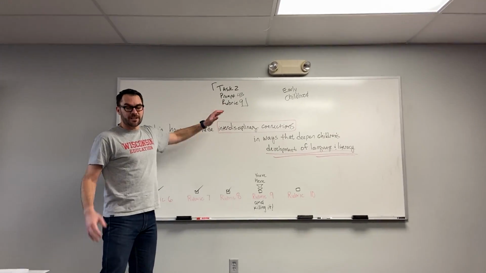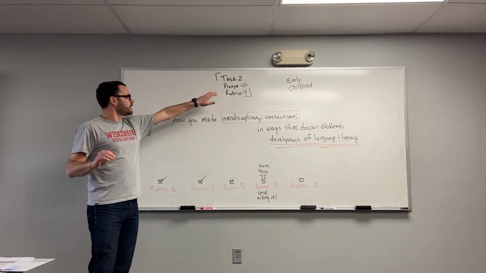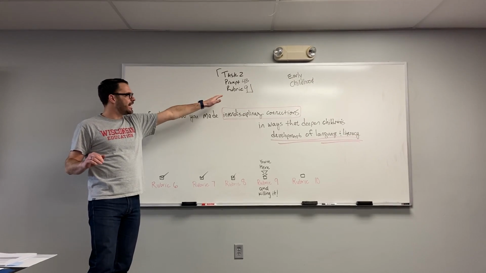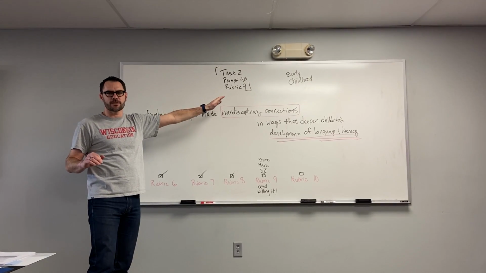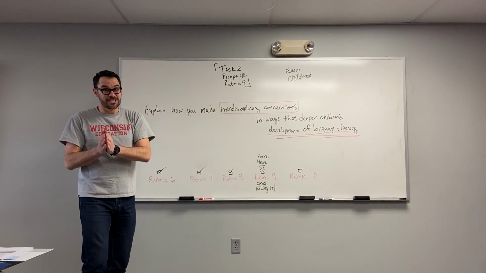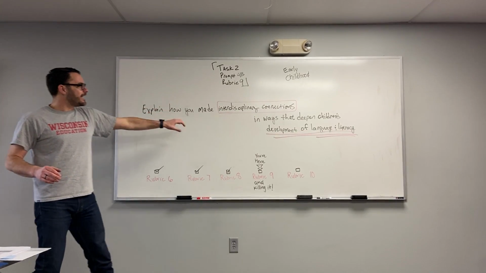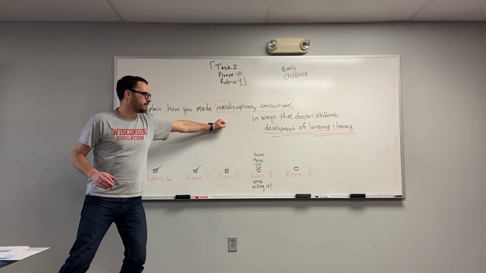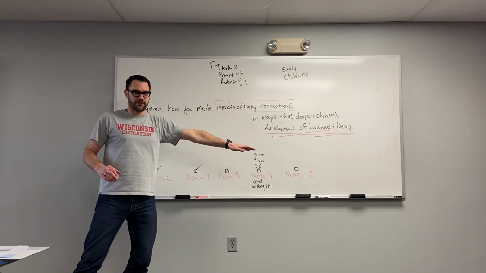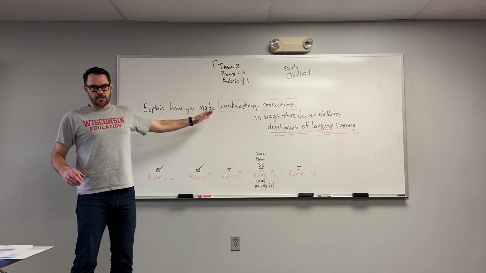Prompt 4B, rubric 9, connected, like Velcro, all right? This is the spot that the scorer will be looking for to provide evidence that you have taken care of the requirements of this particular rubric, looking for a score at 3 or above. In order to achieve that score, let's engage with the prompt. Explain how you made interdisciplinary connections in ways that deepen children's development of language and literacy. So the key element here are these interdisciplinary connections.